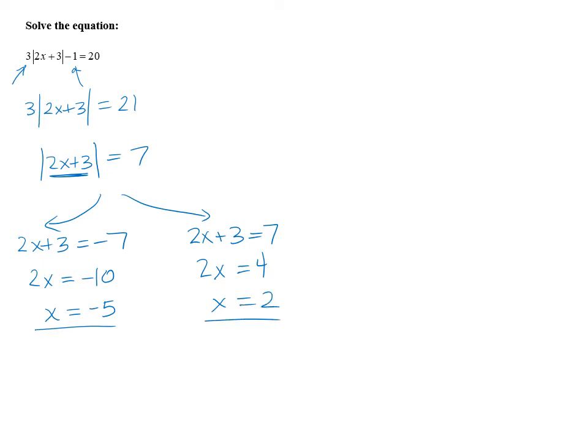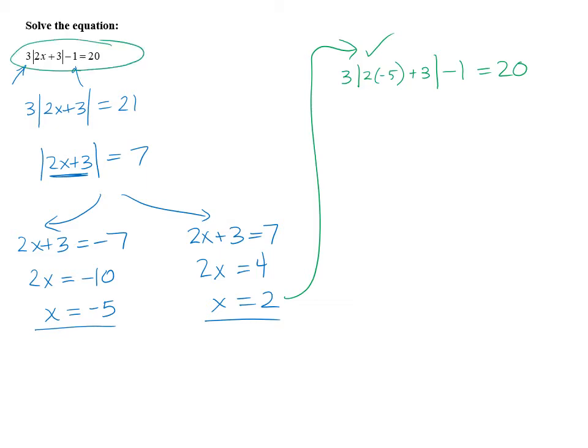Now, you can have extraneous solutions in absolute value equations, so it is important that you check your solutions before you say they really are solutions. Let's take a look at these. If we put the -5 in, is 3 times the absolute value of 2 times -5 plus 3, close the absolute value, minus 1, equal to 20? Notice I'm checking the original equation. Always check the original equation. We know we have 20 on the right, so we really just have to calculate the left side.